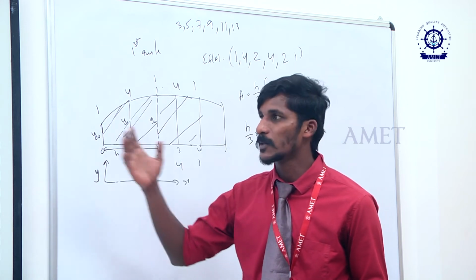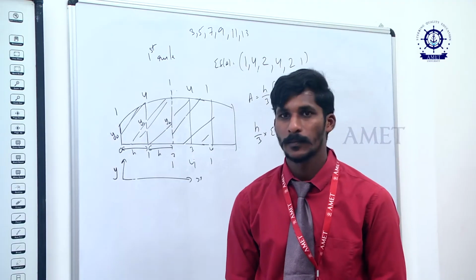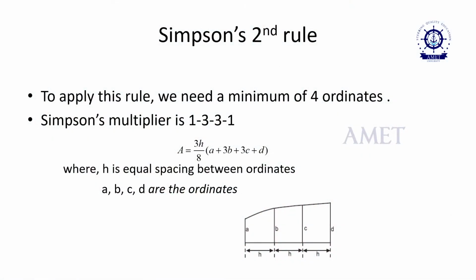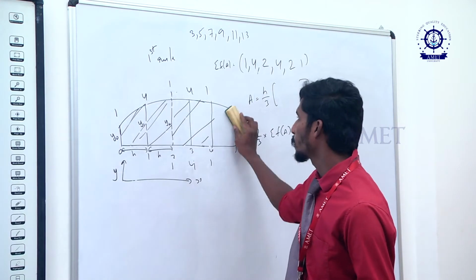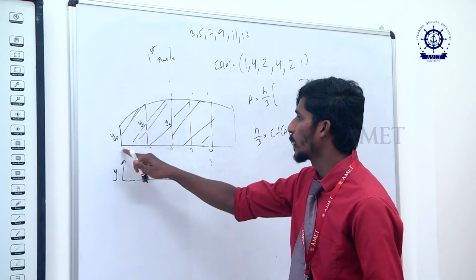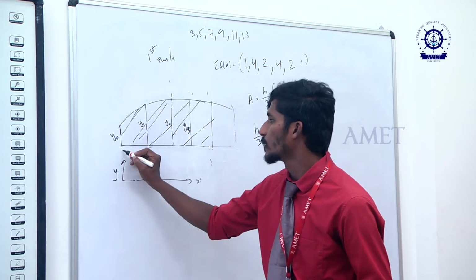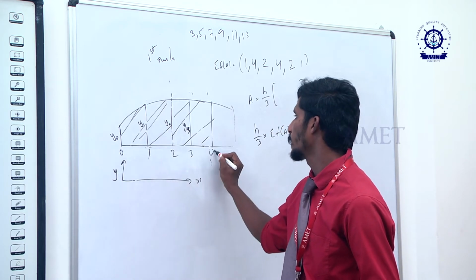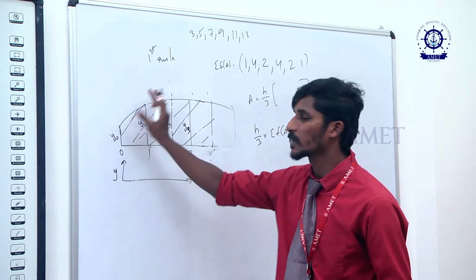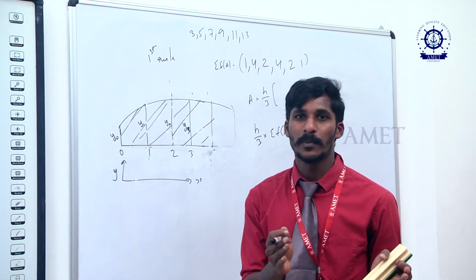Now we will see Simpson's second rule, how to apply it and how many ordinates you require. The first rule can be applied for a minimum of 3 ordinates, but the second rule requires a minimum of 4 ordinates. So if you take 1, 2, 3, 4, you have stations 0, 1, 2 and 3. We will concentrate on only 4 ordinates. To apply the second rule, we require a minimum of 4 ordinates.